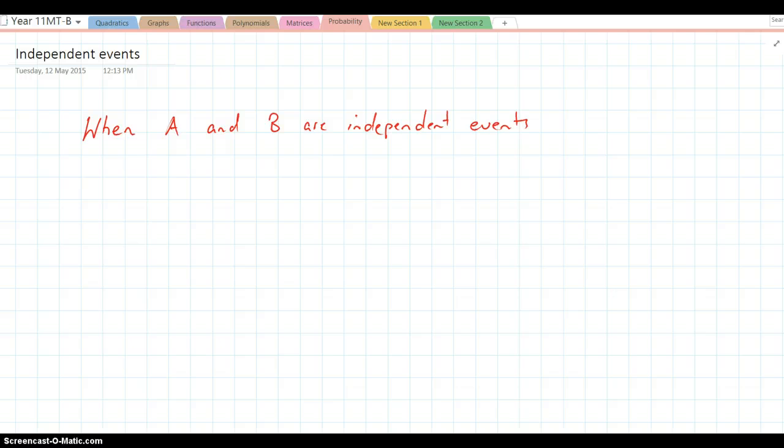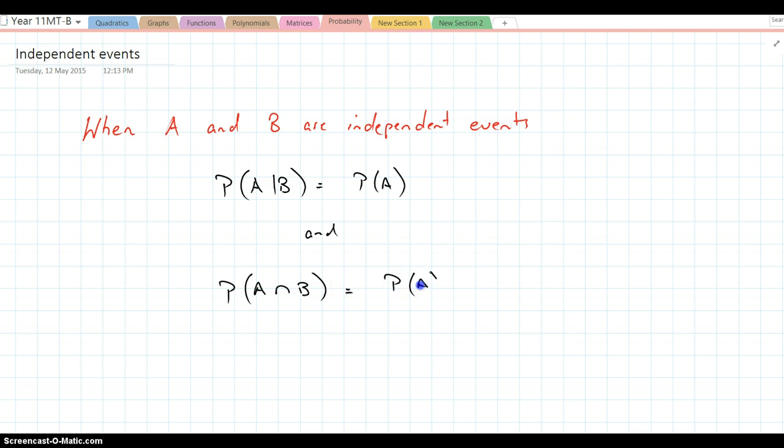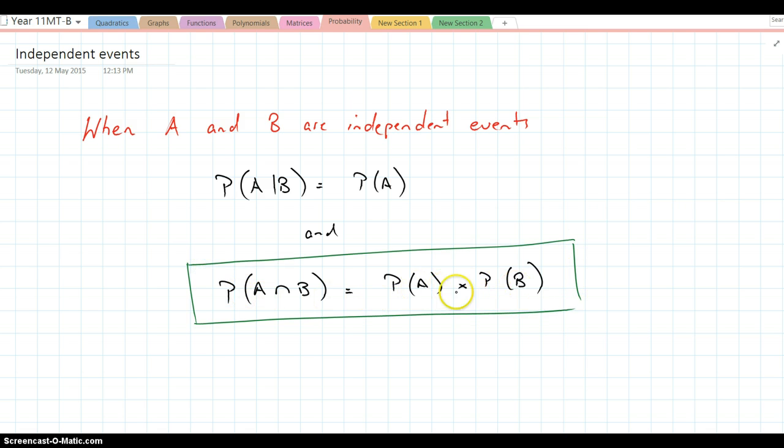So when A and B are independent events, what we get is simply that the probability of A given B will just equal the probability of A, and vice versa. And perhaps more usefully, the probability of A intersection B is just equal to the product of the individual probabilities. Probability of A times the probability of B. So that's really where we'll be focusing our work. And if you're asked to prove that two events are independent, go and find the individual probabilities and show that it's the same as the probability of the intersection of the two events.